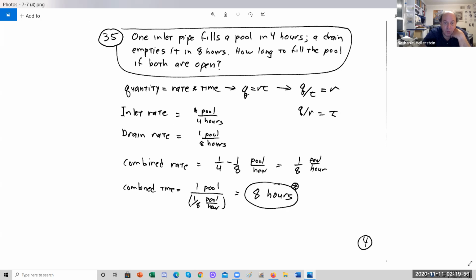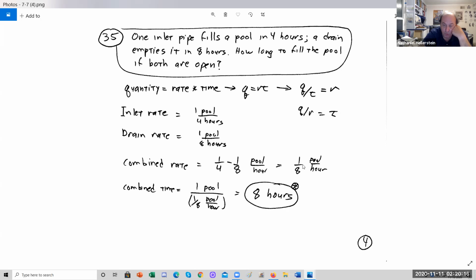Inlet pipe's rate is 1 pool for every 4 hours. The drain is a rate of 1 pool for every 8 hours, but it's negative because this drains and this adds. So the combined rate is 1/4 minus 1/8 of a pool per hour, so 1/8 of a pool per hour. So the combined time is quantity over rate.